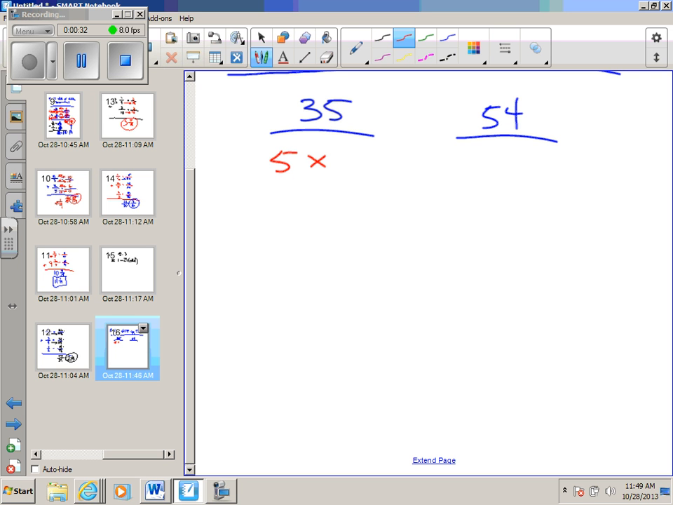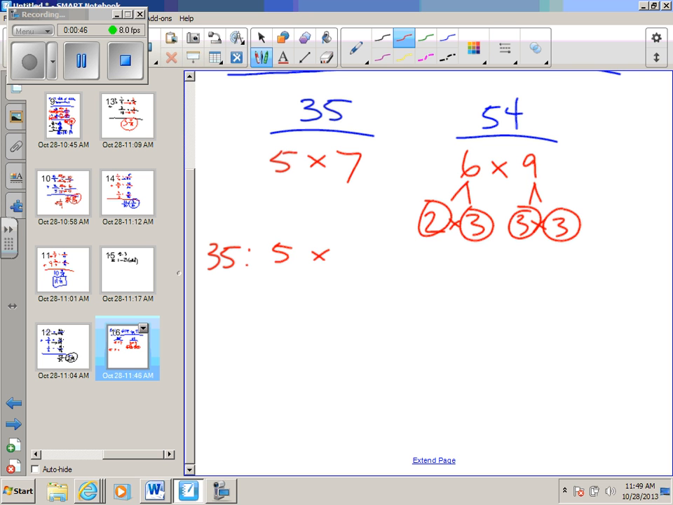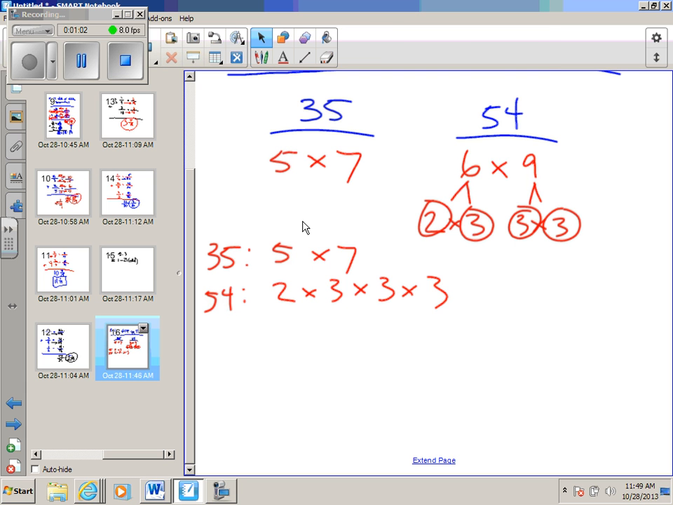So for 35, 5 and 7. For 54, 6 times 9, 3 and 3, 2 and 3. So 5 times 7, and 54 was 2 times 3 times 3 times 3. Now in GCF, when we list out the prime factorization, we try to find out what factors they have in common. If they have something in common, I circle it, I'll write it down. If they have more than one number in common, I'll multiply them against each other.